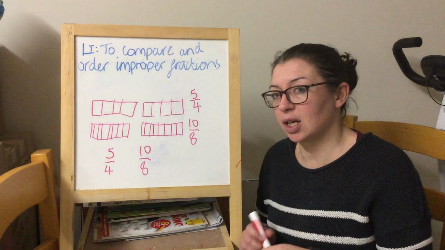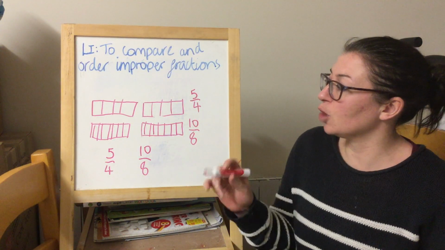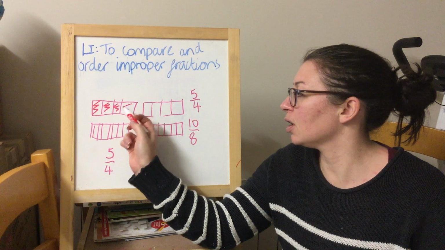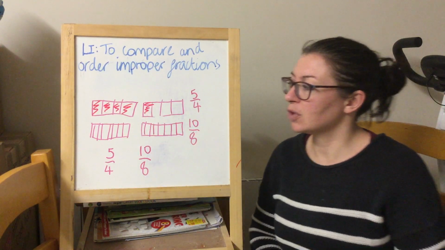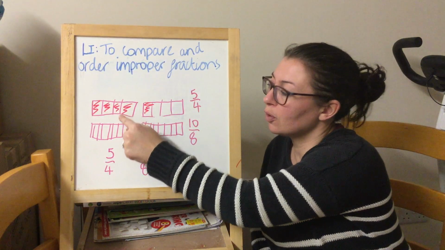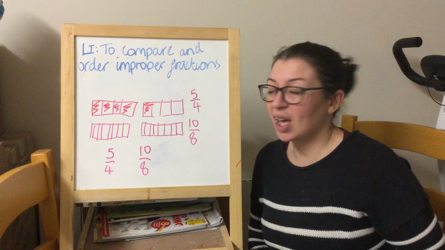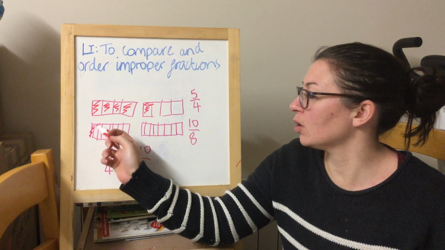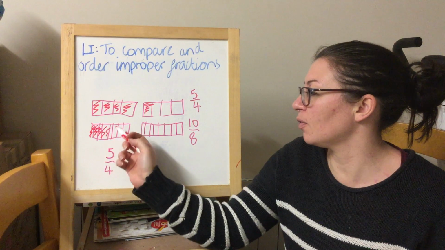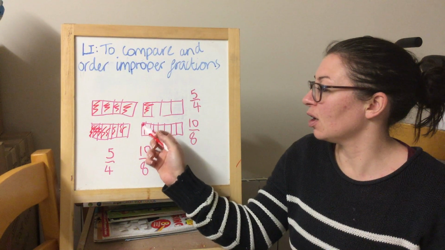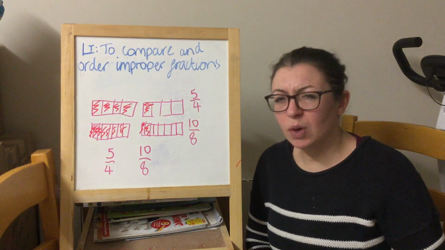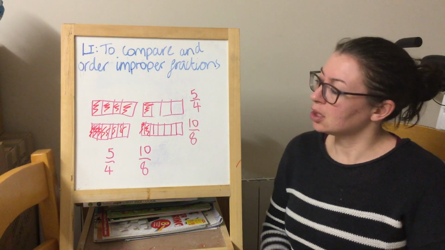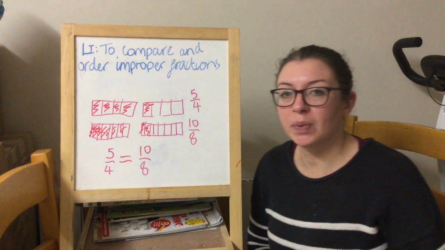So we're now going to shade in our bar diagrams. So our first one, we have 5 quarters. So we have 1, 2, 3, 4, 5. So we have 5 quarters: all 4 of that one plus 1 of this one. And now we have 10 eighths. So we have 1, 2, 3, 4, 5, 6, 7, 8, 9, 10. So when we compare this one, actually they're the same size. So this one would actually be in equals.